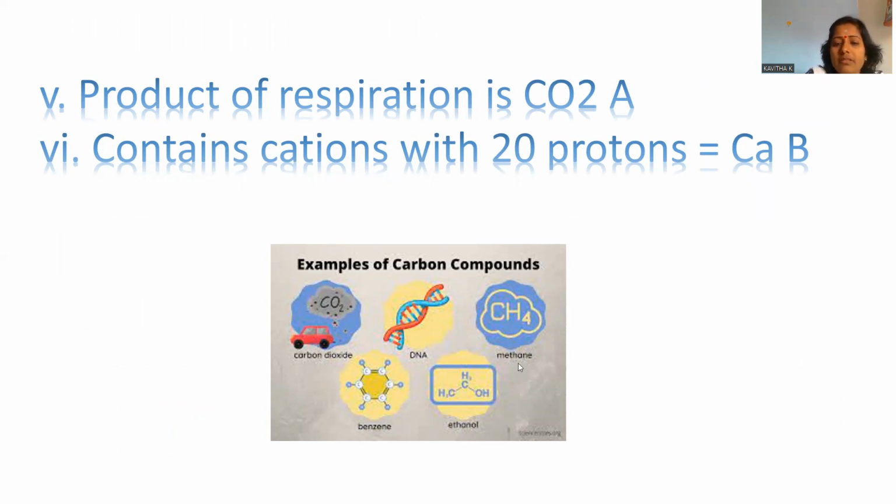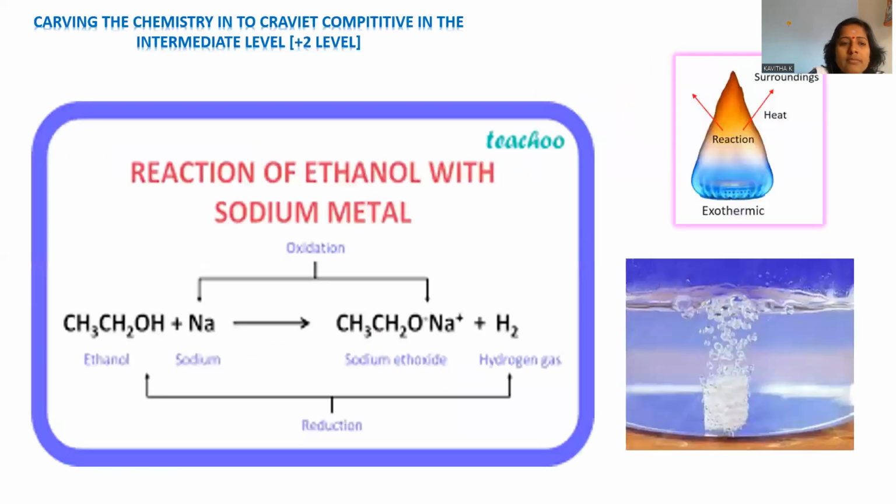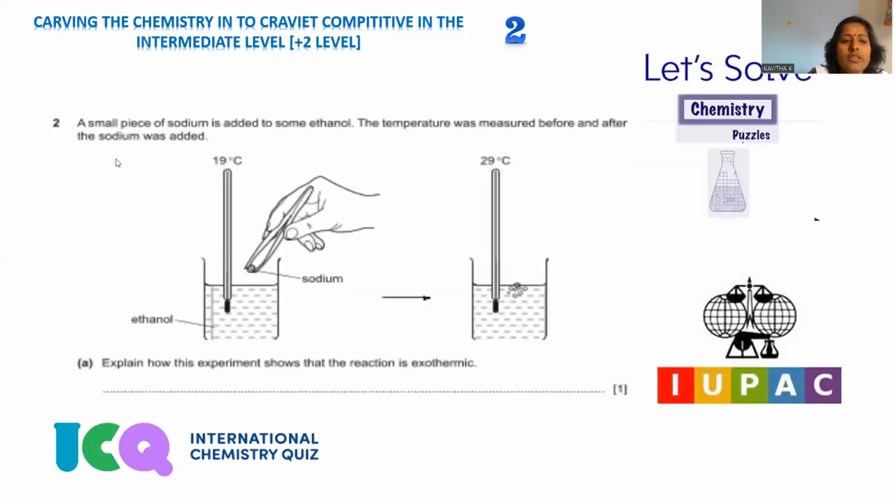And methane is another hydrocarbon compound. It is the simplest hydrocarbon we can see, where carbon is the important element. Benzene is another important aromatic hydrocarbon related with carbon, and finds many applications in sensitive organic chemistry. And this is another compound called ethanol. These are the pure examples that come under carbon-containing compounds. Let's move on to question number 2.